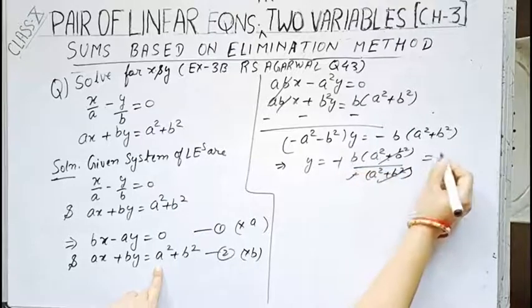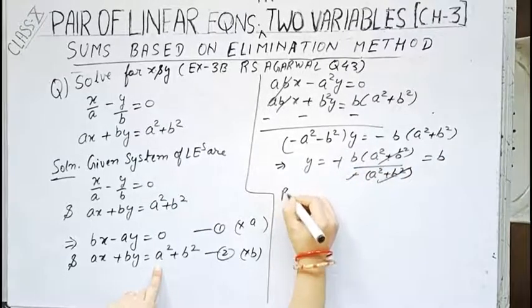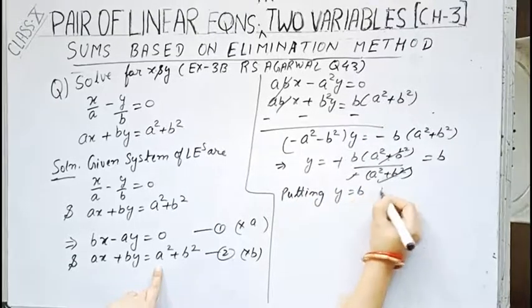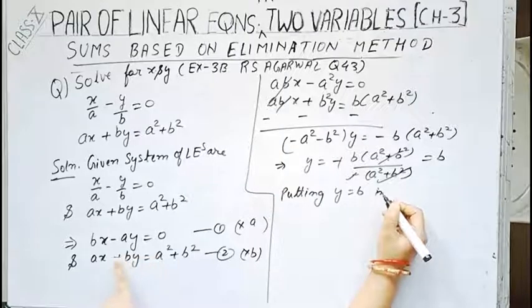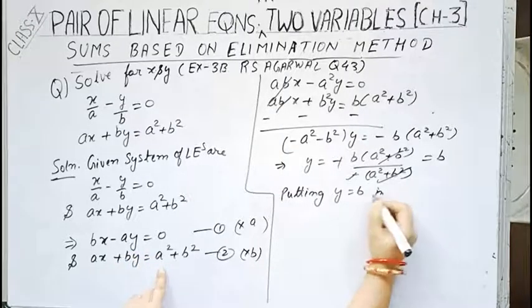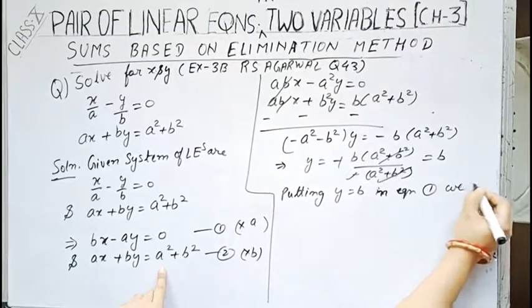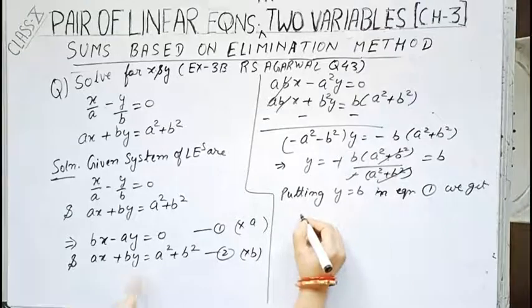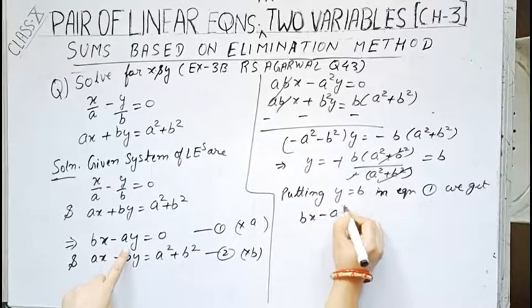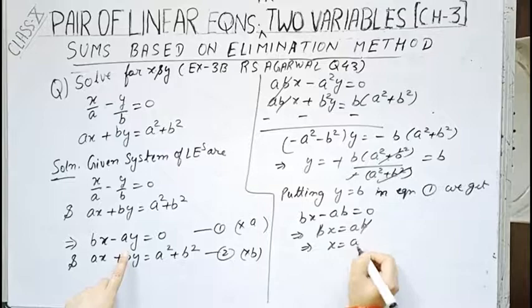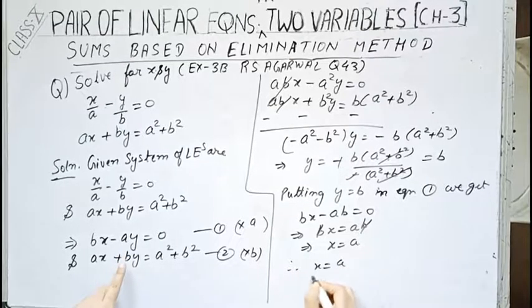So we are getting y equals b. Now putting y equals b in either of the equations. Equation 1 is looking simpler, so let us substitute y equals b in equation 1. We get bx minus ab equals 0. This implies bx equals ab, which implies x equals a. Therefore, x equals a and y equals b is the answer.